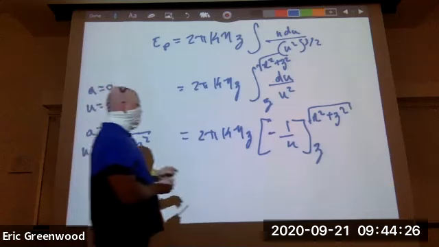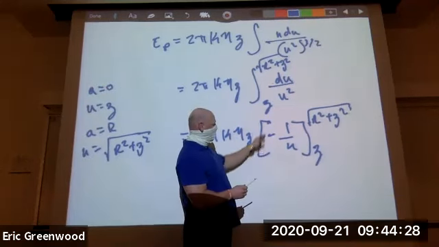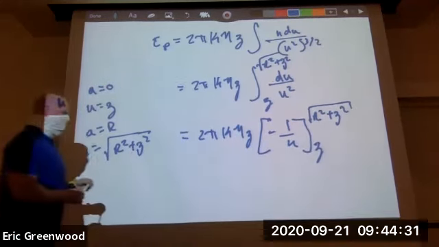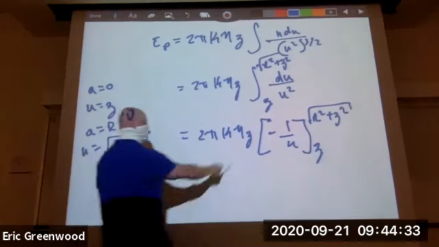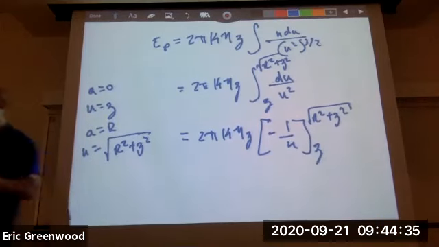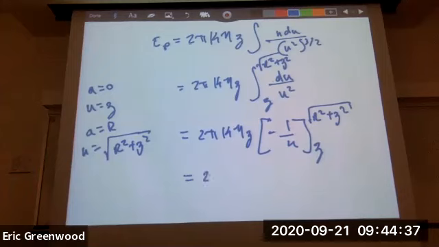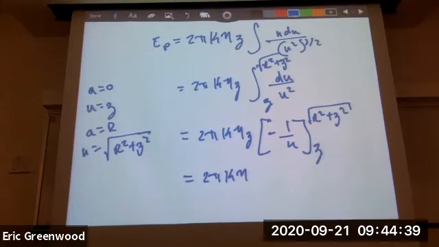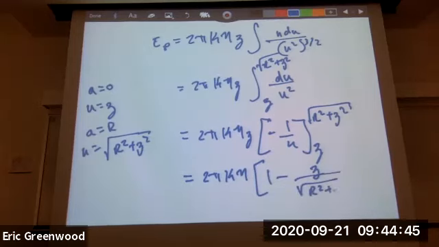Finally, we'll plug this in. So this is going to become 1 over z minus 1 over that square root stuff. I can factor out 1 over z, so that's going to cancel out this z here. So finally what I get is 2 pi k eta times 1 minus z divided by the square root of z squared plus r squared.